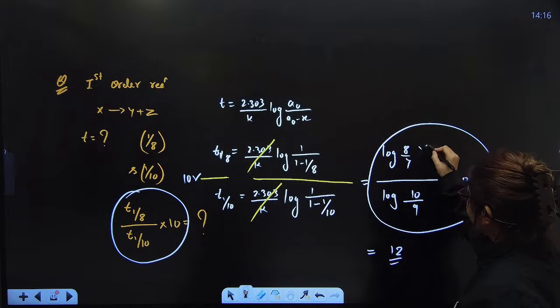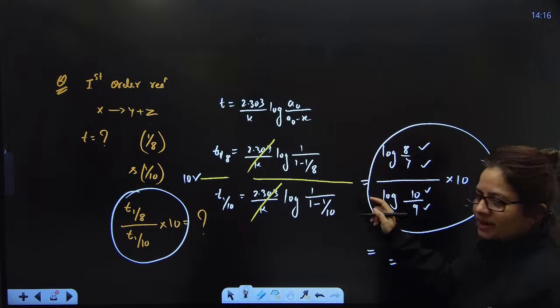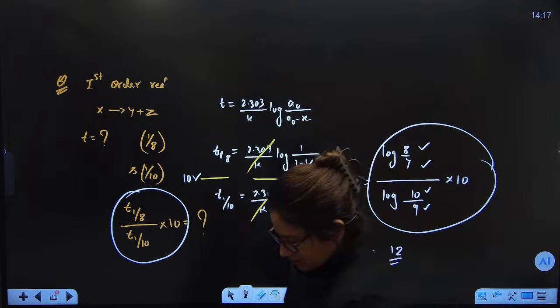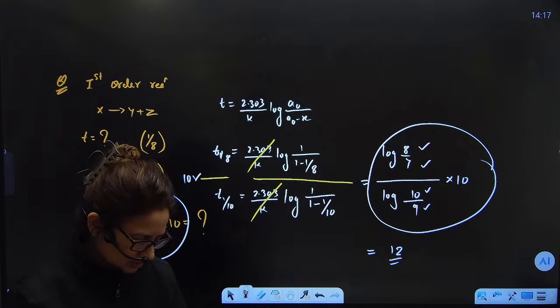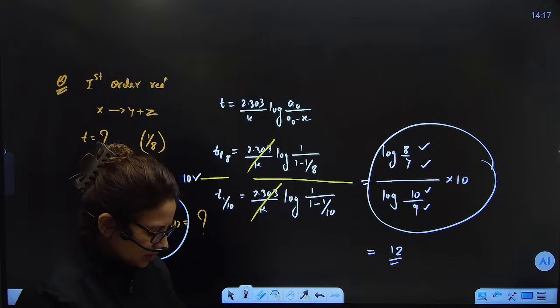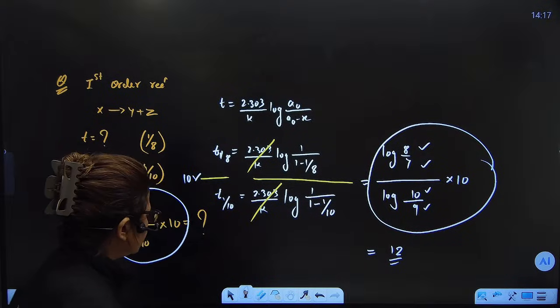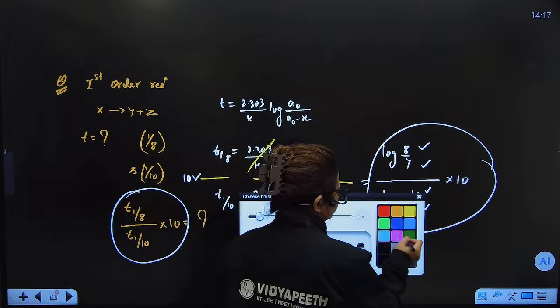All the log values are given in the question. You just put them in and get the answer. So that also seems easier, only a little calculation is needed, but the question was easy. Okay, now let's do one more question, one question from purification. Let's do it.